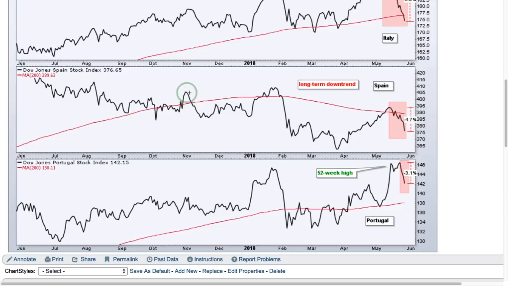All right, it looked like it was trying to turn the corner there in January, but then fell to new lows. And then had a counter-trend bounce here in April and into May, and down over 4% the last 2 weeks. So a long-term downtrend for Spain. So those are the two weak points in Europe, Spain and Italy. And then I just threw in Portugal there. It did hit a 52-week high in mid-May, but fell around 3% the last few days.